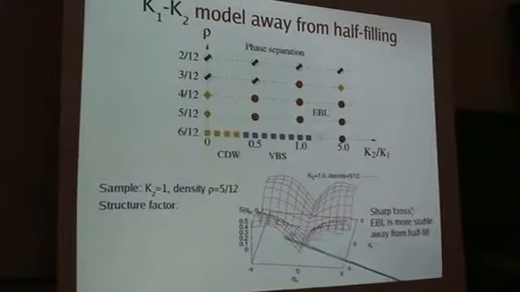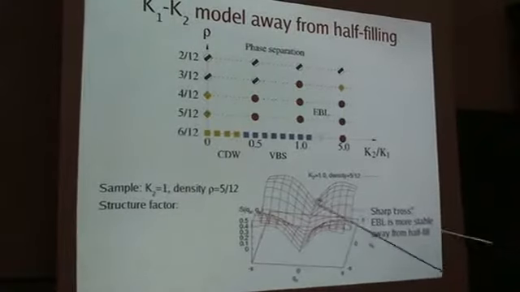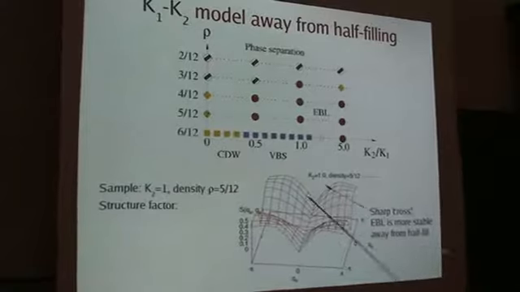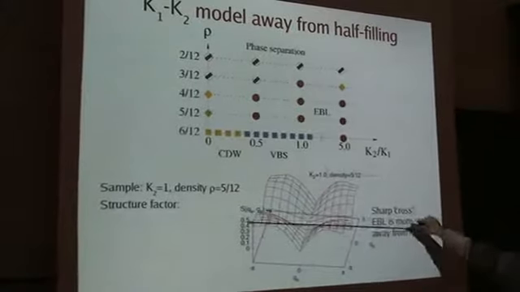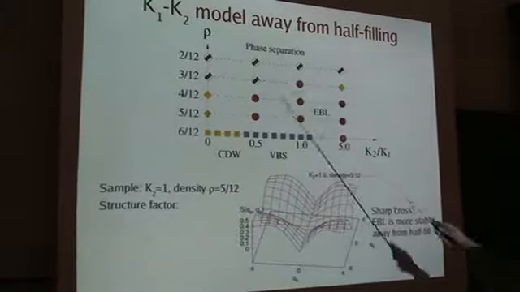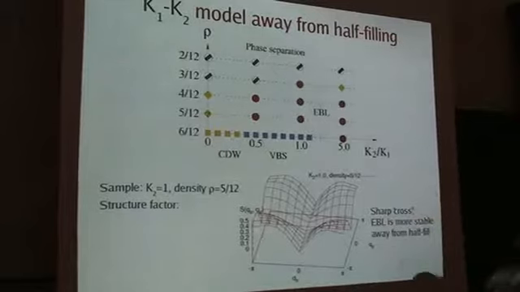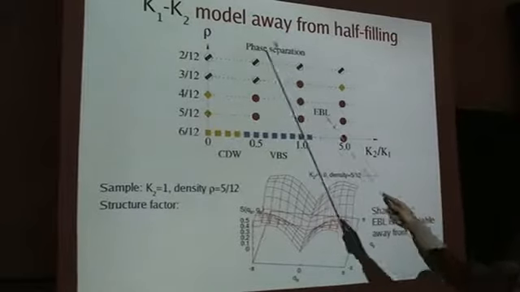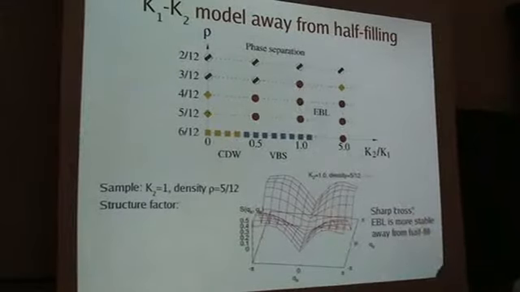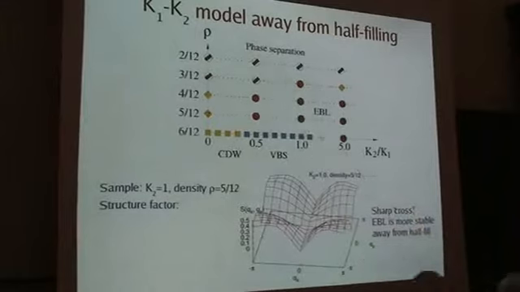expected lines of singularities in the density structure factors on these two axes. And when we go to much lower density, in this model also the system eventually phase separates.